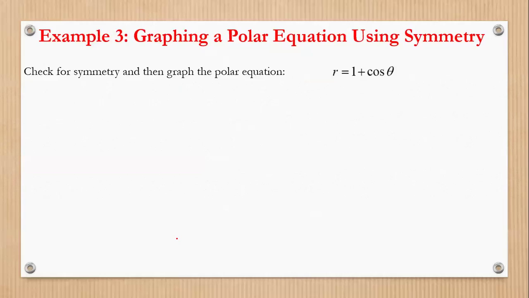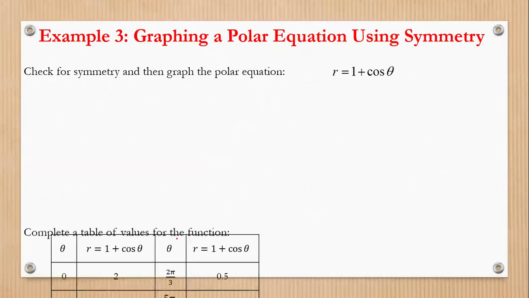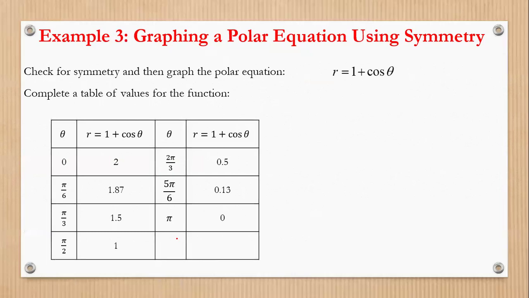Now let's see how we can graph it. To graph this equation, we need to create a table of values. Replace numbers for theta and find r. Again, we can replace multiples of pi over 6: 1 pi over 6, 2 pi over 6, which is pi over 3, 3 pi over 6, which is pi over 2, 2 pi over 3, 5 pi over 6, and pi. If I replace theta by 0, I get 1 plus cosine of 0. I know the cosine of 0 is 1, and 1 plus 1 is 2. So this point is 2 and 0.